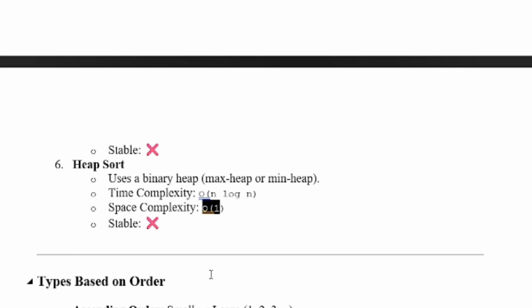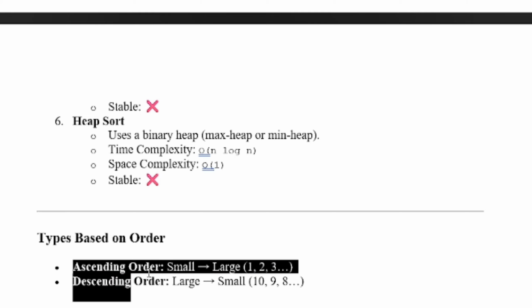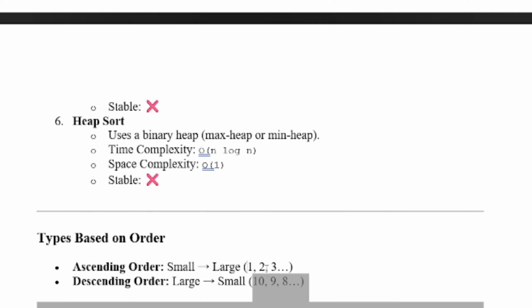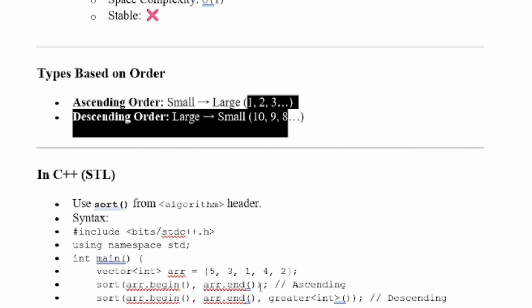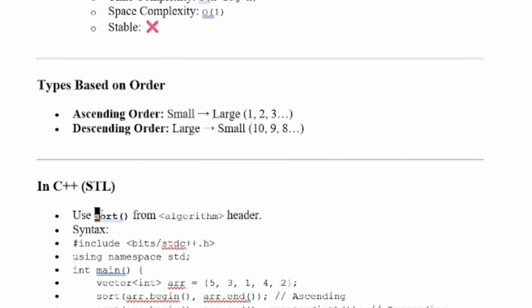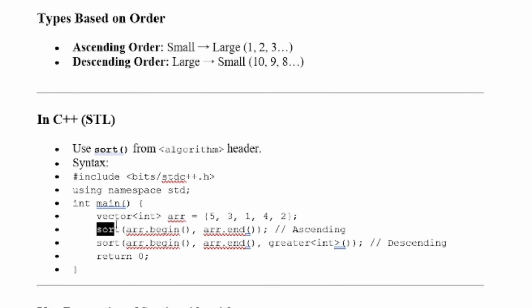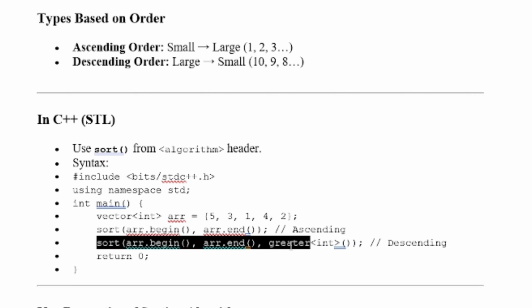Now come to the types based on order. Ascending means smaller to larger value, and descending order means larger to smaller value. You can see the example of ascending and descending order. Now we have an STL direct function for sorting. This is basically a ready-made function. We just use the sort function and put the array name. Suppose the array name is arr, and we just write begin and end. This is used for sorting in ascending order, and you can see this is used for descending order.